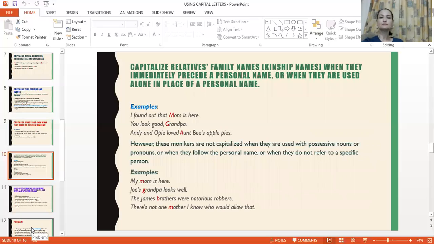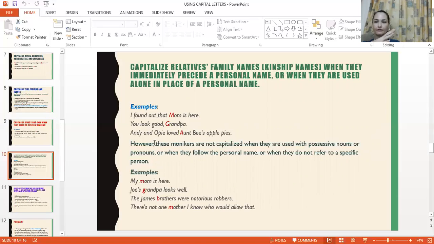Now, when it comes to relatives, family names, again, we had a whole lesson about it. Please refer to the previous presentation if you don't remember much about it. Here's just a recap. What is the rule of thumb? If you have just the family name or kinship name, like mother, mom, dad, grandpa, and it comes alone in the sentence without any name, capitalize it. Look, I found out that Mom is here, capitalize. You look good, Grandpa, capitalize.